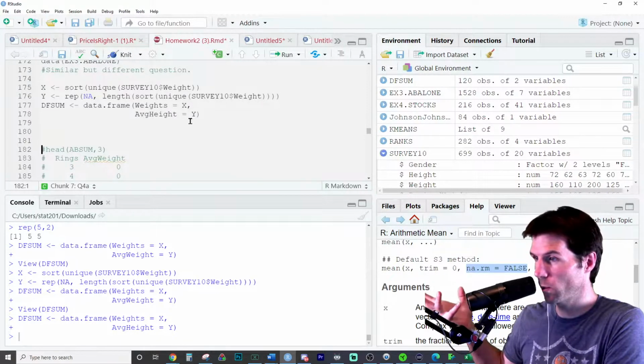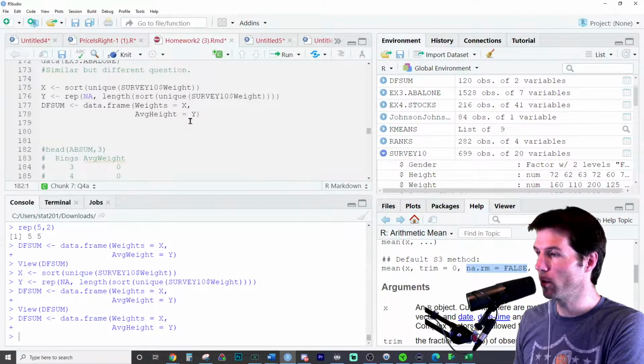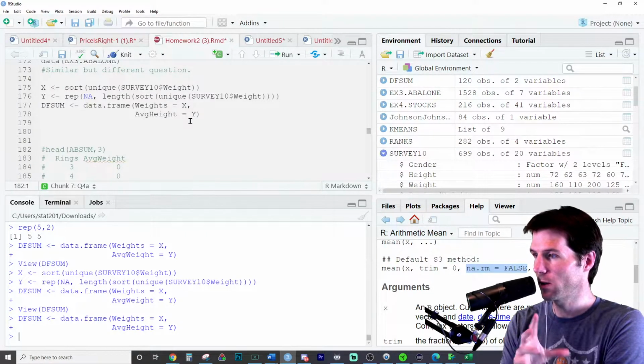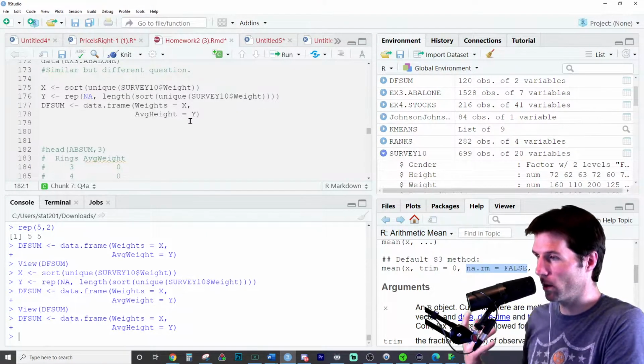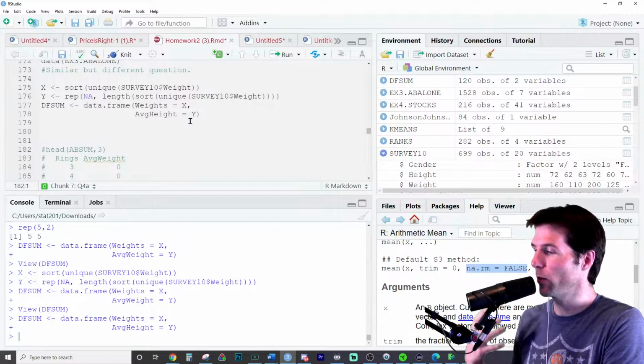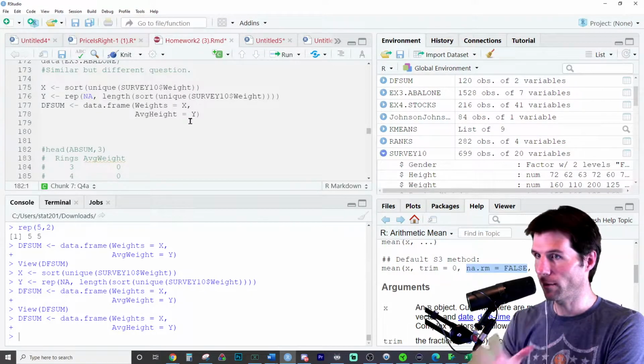Like we go to people who weigh 120 and we find their average height. We go to people who weigh 130, which is a unique weight. That's what a unique weight is. And then we get all of their heights. So we go to all these people, and then we just get the average for that group.